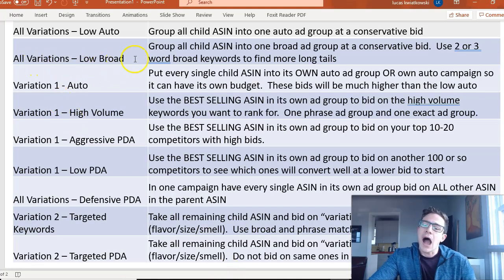Okay? Now, I also like to do a catch-all broad for parent listings as well. So group all the child ASINs into one broad ad group only. And again, I'm saying conservative bid. You guys should know your cost per clicks. You should know, an aggressive bid for you might be $2. So maybe for this one, you want to start off with like a 75-cent bid, since you're going to have those 10 variations in one ad group.